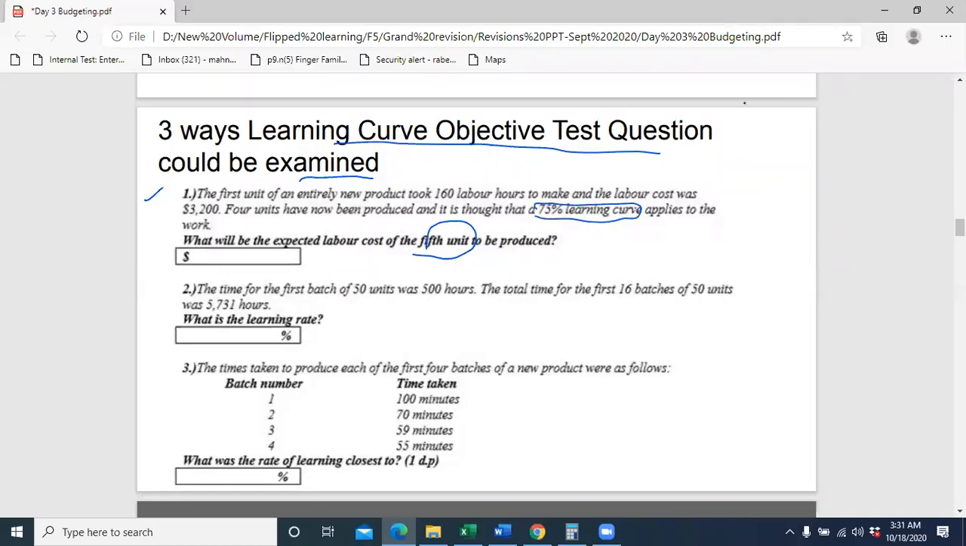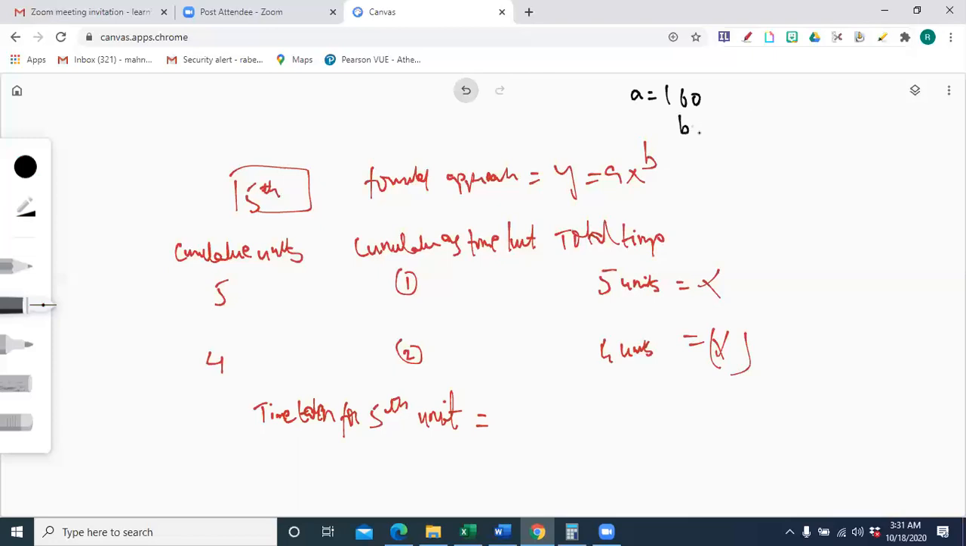Here it is 75%. Now I'm going to calculate this b, which is the learning index. And how am I going to do that? Log of learning rate, which is 0.75 here, learning rate here is 75%, log of learning rate divided by log of 2. I'm going to get my learning index.